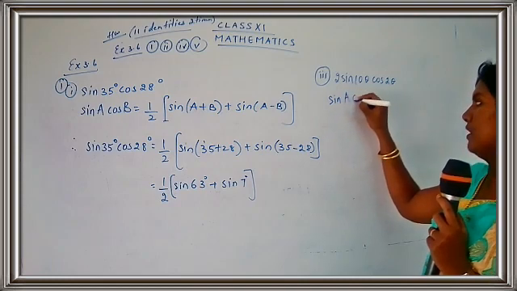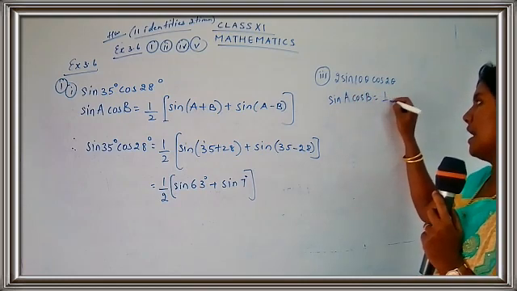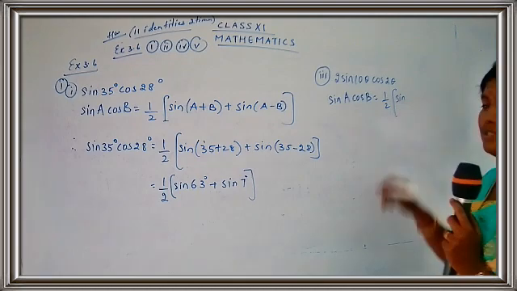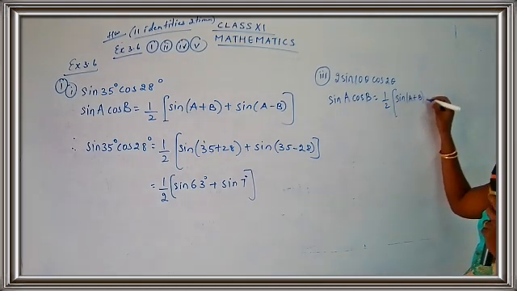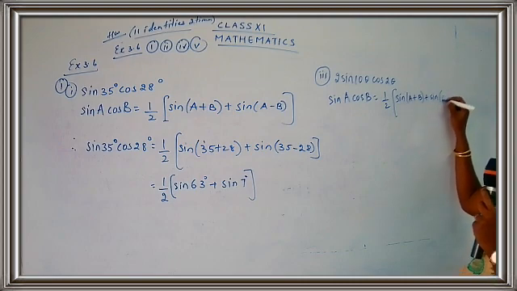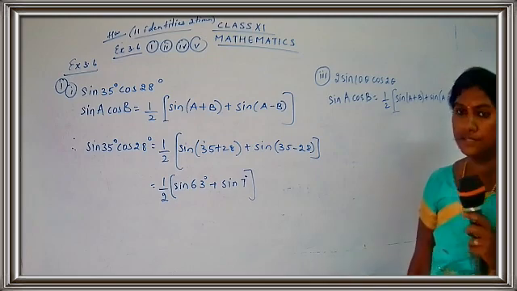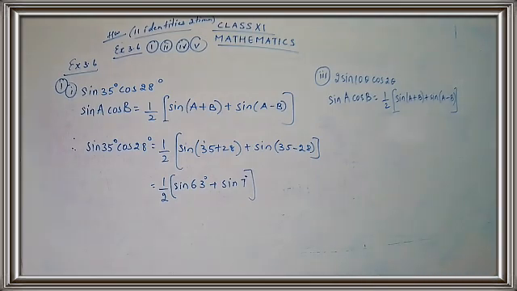So sine A cos B is equal to half of sine. What is the formula for sine A cos B? It's half of sine A plus B plus sine A minus B. Write down the identity first. Now you can solve it. Come on. I hope you can see it. So sine A cos B is half of sine A plus B plus sine A minus B.